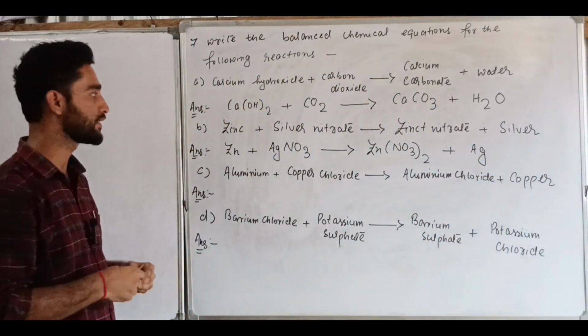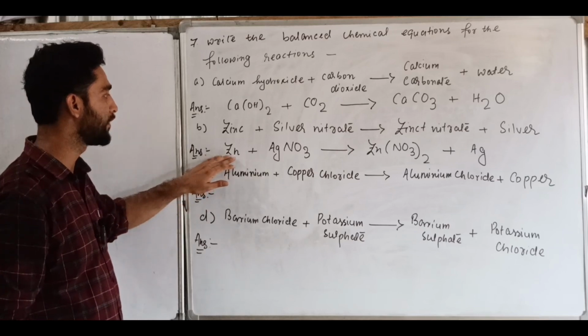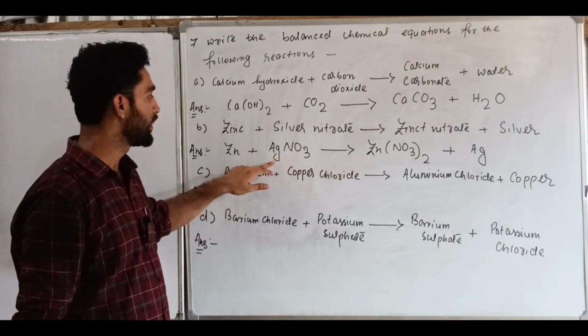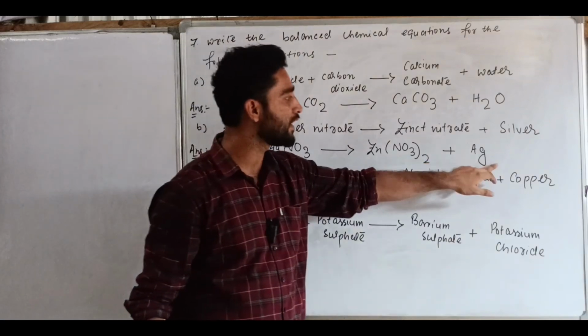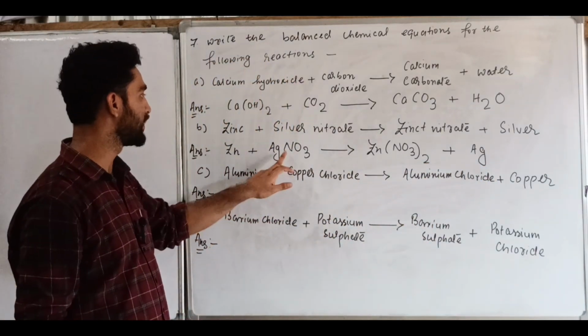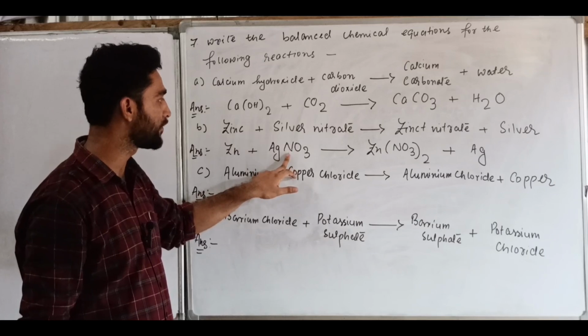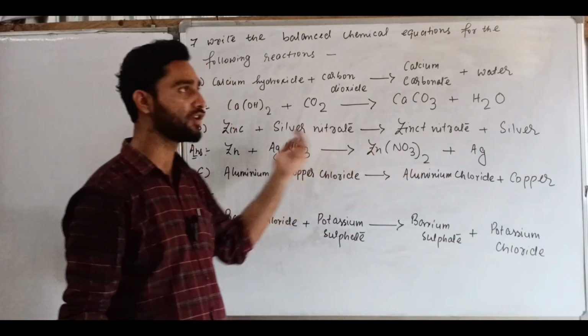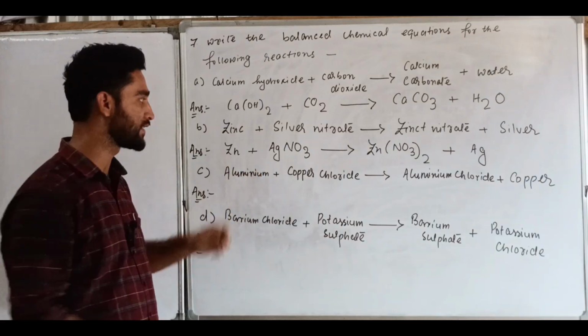Now try to balance. First try to balance the metal. So see, left hand side zinc 1, right hand side also zinc 1. Left hand side silver 1, right hand side also silver 1. Now try to balance the non-metal. So see, nitrogen is the non-metal. So left hand side nitrogen 1, right hand side nitrogen is 2. So left hand side number of nitrogens are less.